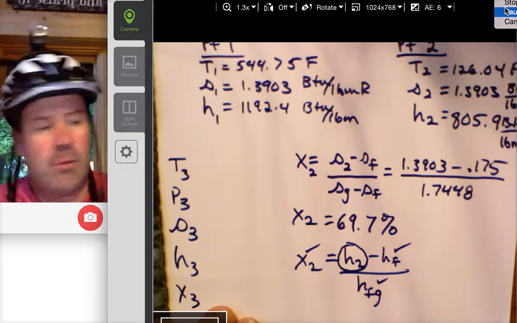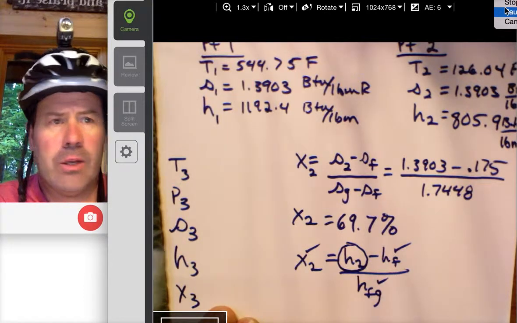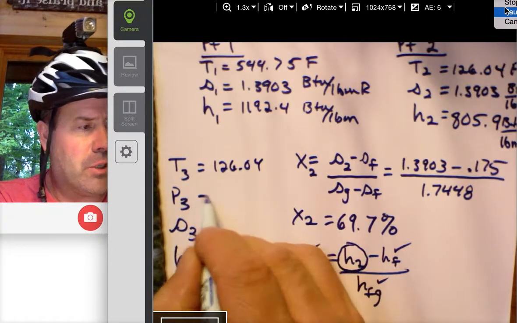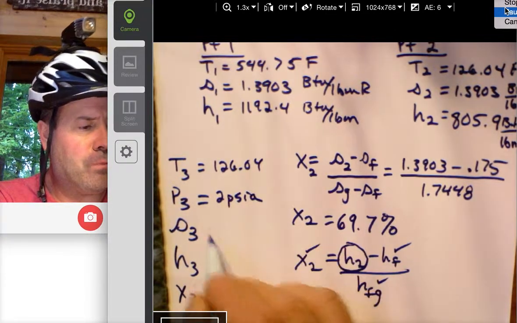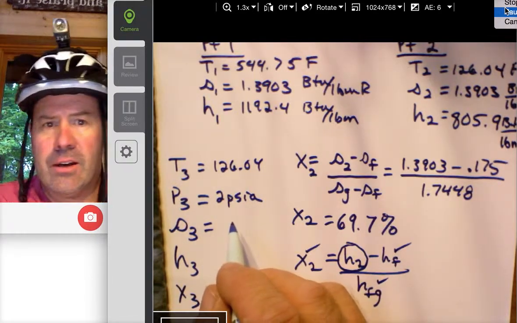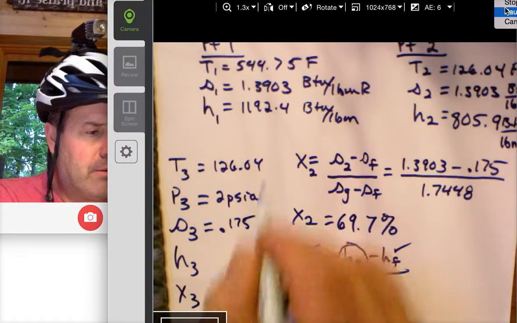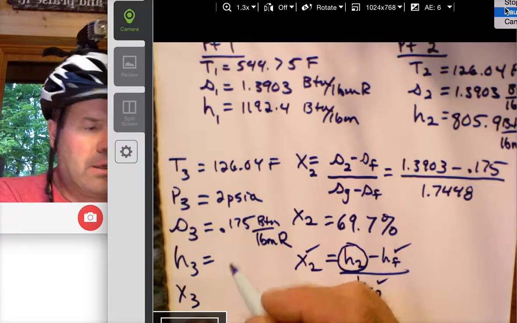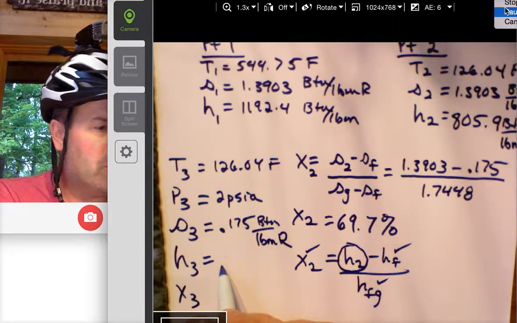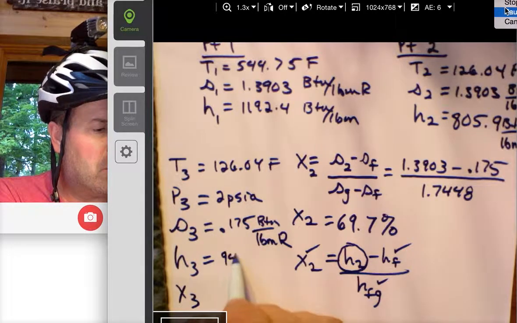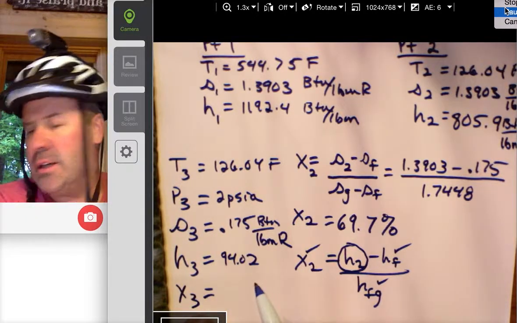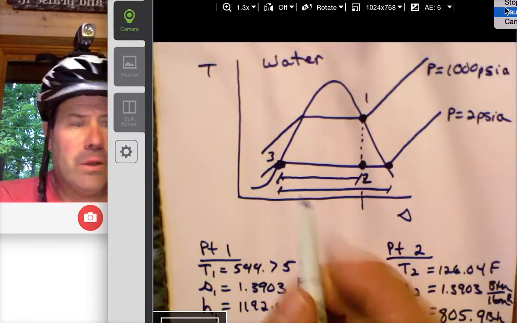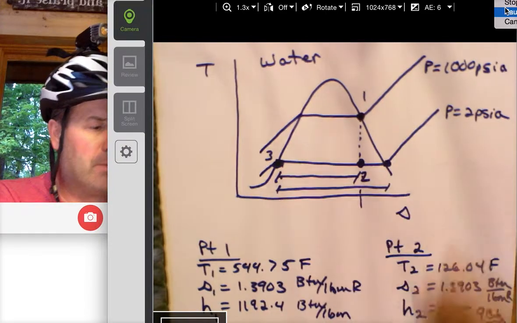All right, well, I'm hoping that you realize that point 3 is the F point, and the temperature is still 126.04. The pressure is still 2 psia. The entropy is SF, which we know is 0.175 BTUs per pound mass Rankine. Enthalpy 3 is HF, which is 94.02. And X3 is 0%. We're 0% of the way from saturated liquid to saturated vapor.